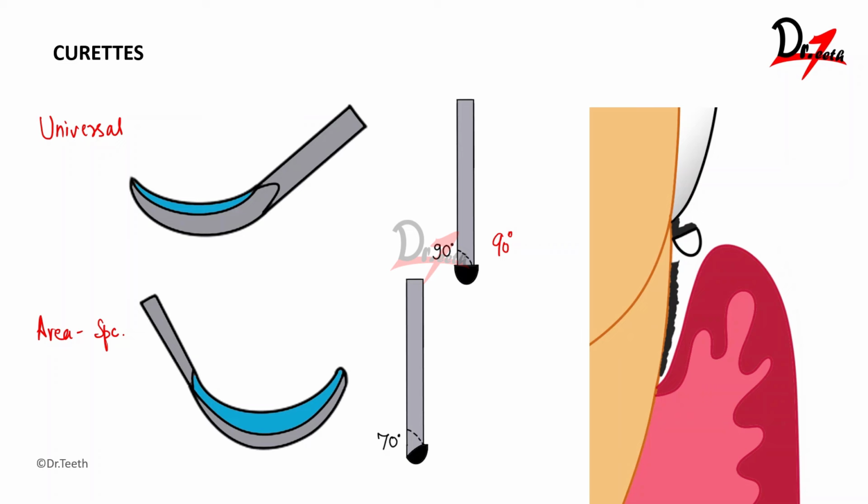So this forms an offset blade of about 60 to 70 degrees. So the face surface to the shank forms an offset angle of about 60 to 70 degrees in area specific curette. So let's have a look in detail.